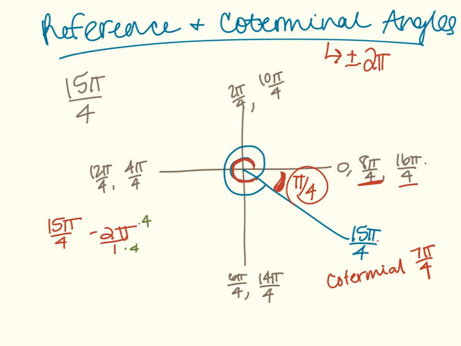times 4 on the bottom, times 4 on the top. We have 15 pi over 4 minus 8 pi over 4. Now we can subtract straight across. 15 minus 8 is 7. So that gave us our coterminal angle of 7 pi over 4.